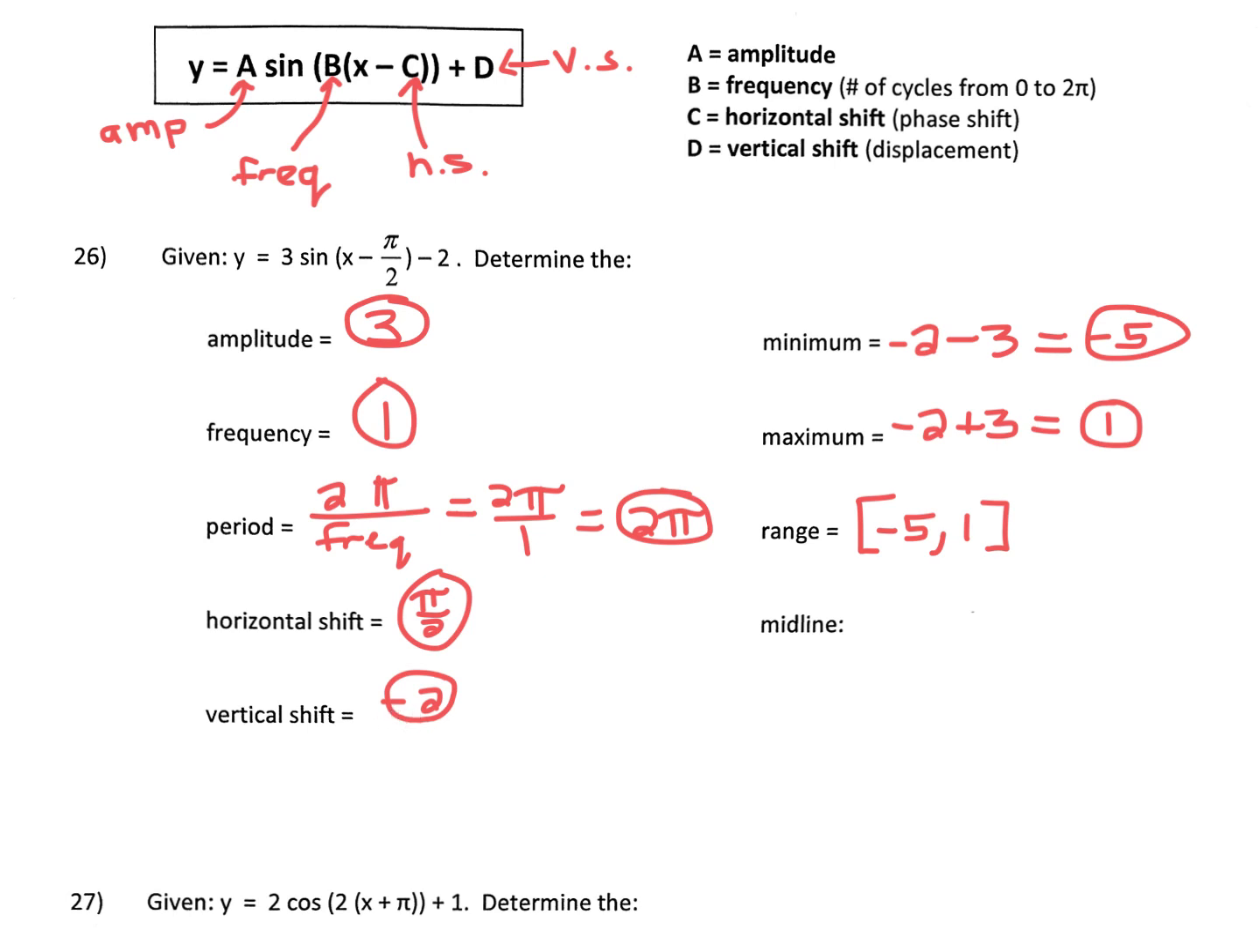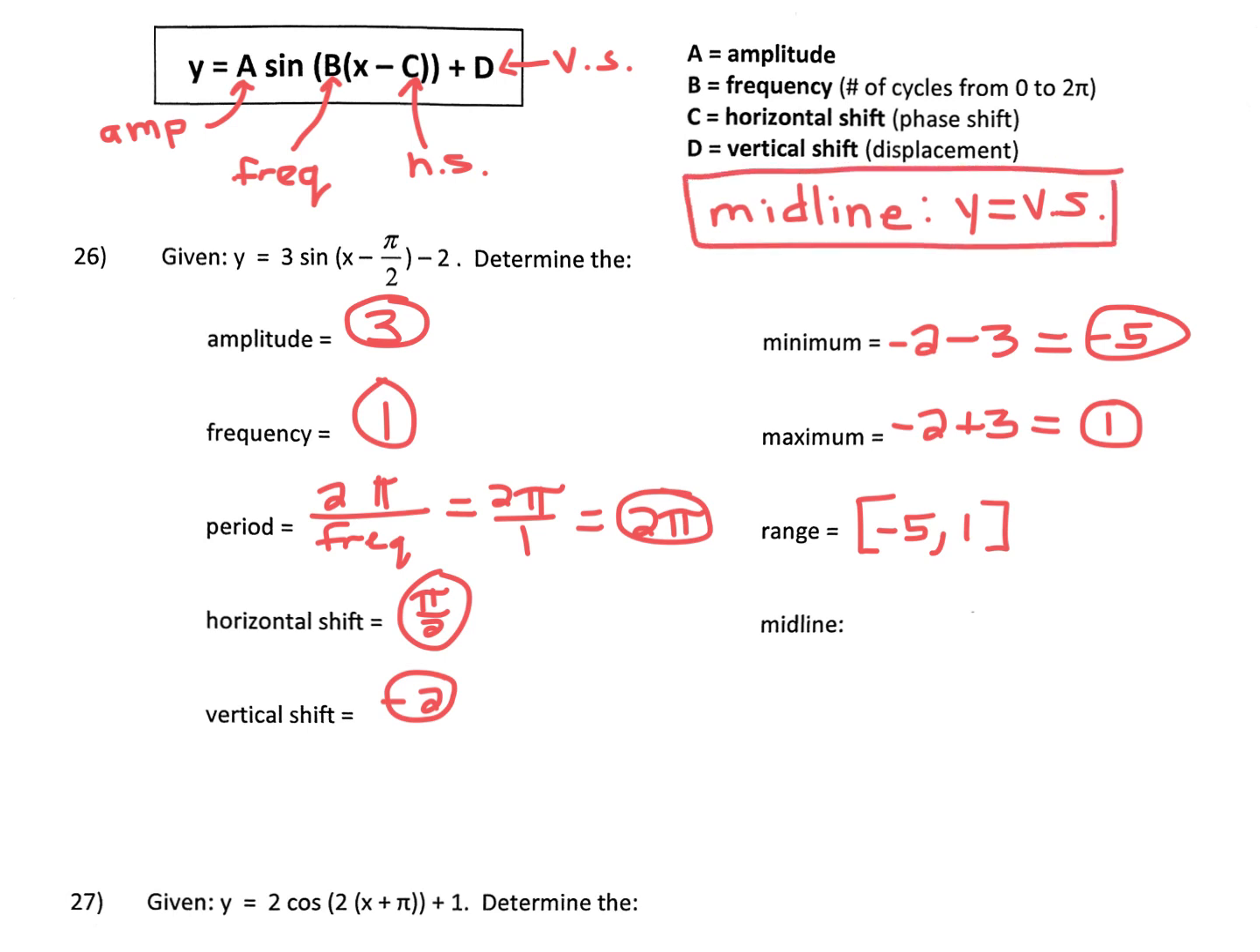The formula for your midline, here, let's put this at the top of our page. The formula for your midline is just y equals whatever your vertical shift is. Okay, so this is your formula for your midline. Now, because it's a line, you have to write y equals. So it's just going to be y equals -2. Right, and that's it. So there's our answers for number 26.